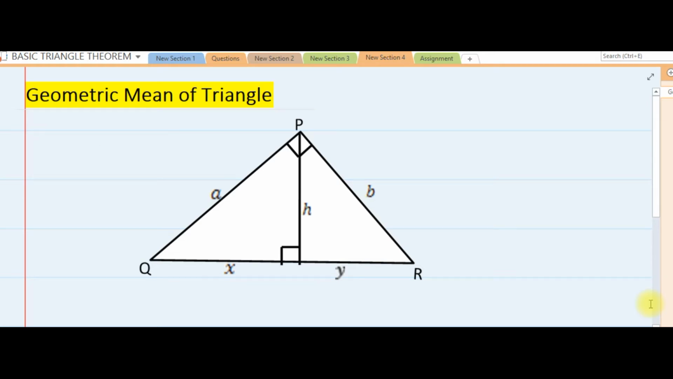Okay, welcome to this tutorial. Today we'll be looking at geometric mean of triangles. We are given this diagram. We want to get the relationship between the variables, that's the letters a, x, h, y, and b. So we are going to use what we call similar triangle theorem to solve this, to get the relationship, the geometric mean of the triangle.